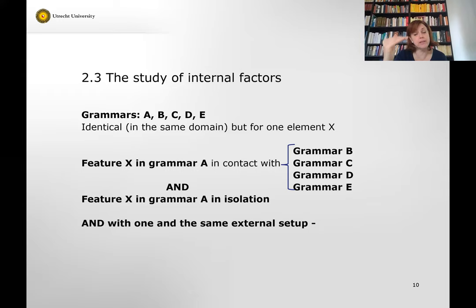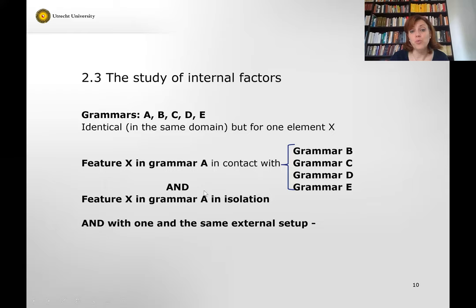If you follow what happens and imagine grammar B and grammar D behave exactly the same, whereas grammar C and grammar E are completely different with respect to this feature. If the feature in grammar A goes in the direction of B and D, and it is exactly the same direction, and then it goes differently with C and with E, we can conclude that this change is grammar induced.